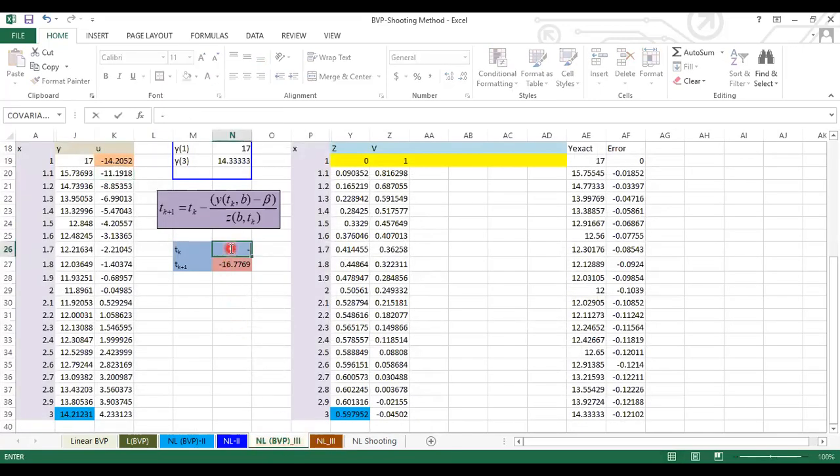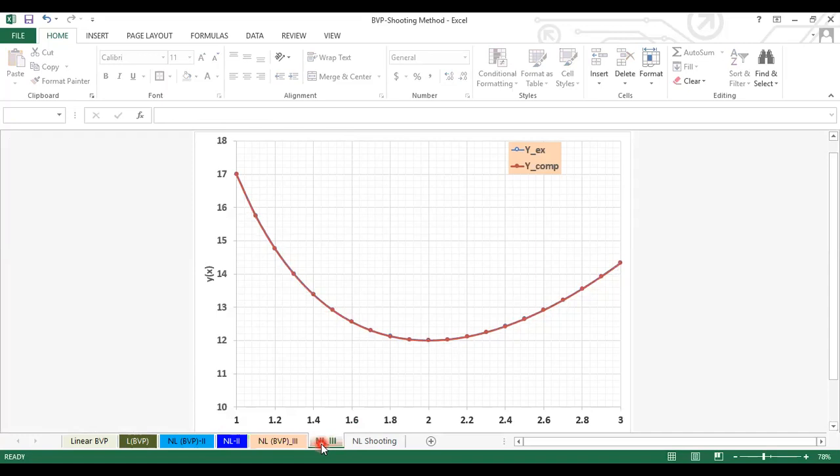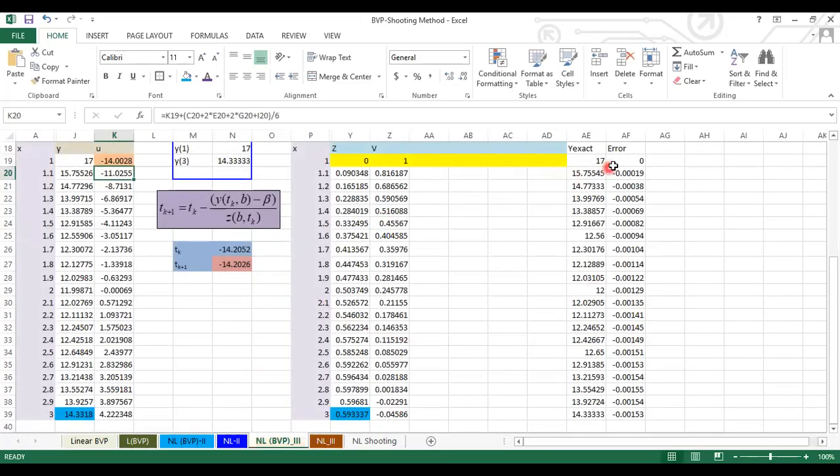So our point will be minus 14.2052. It suggests a new slope value, minus 14.0028. And with this slope, we have further improved the solution. We can also see the improvement in the error calculations. So now everything is in front of you.